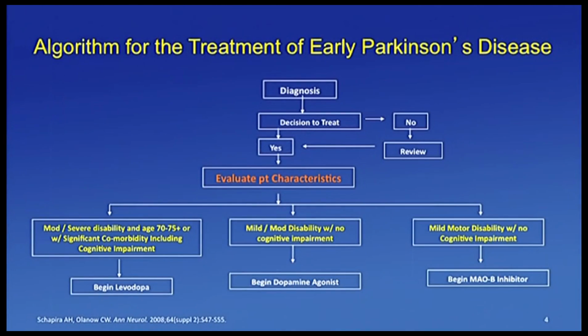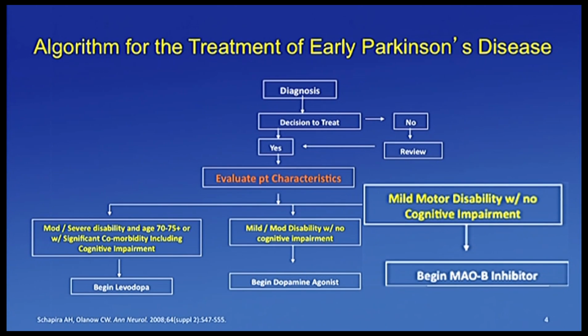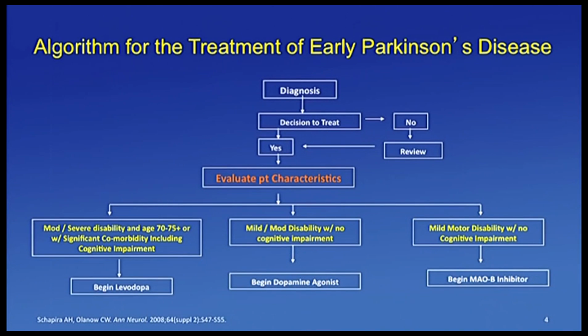So in mild to moderate disabled patients, we think about beginning usually with an MAO type B inhibitor, which is a drug like rasagiline or selegiline. We start the patient on that. They do get better. The studies show that they do have an opportunity to improve activities of daily living and probably motor function. But all patients progress.